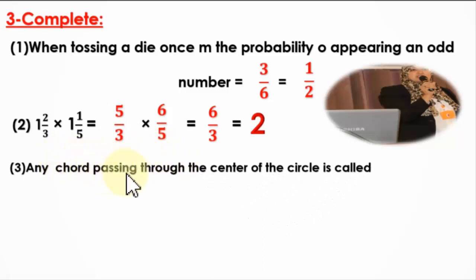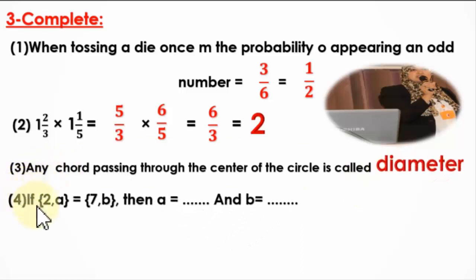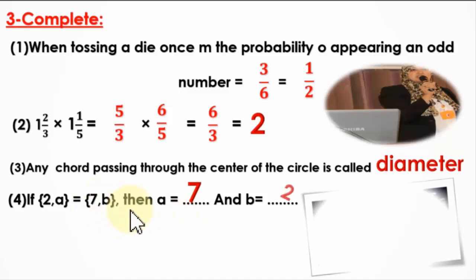Any chord passing through the center of the circle is a diameter. If the set of 2 and A equals the set of 7 and B, then A equals 7, B equals 2.